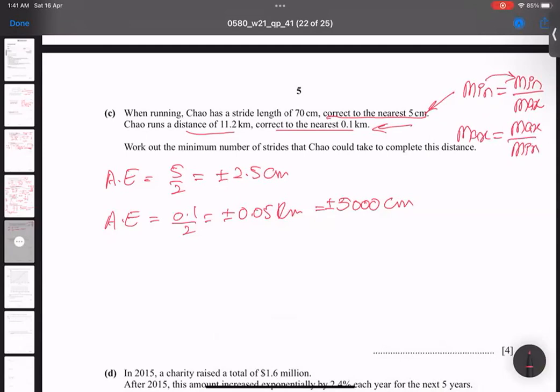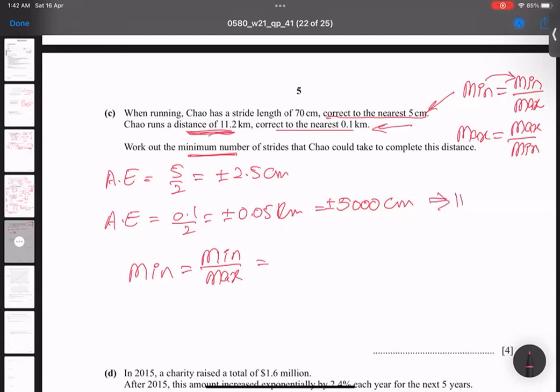So here I want to find the minimum. How do I find the minimum? We have minimum divided by maximum. I need to find the minimum of the distance. So let's find the minimum distance. How do we find the minimum distance?